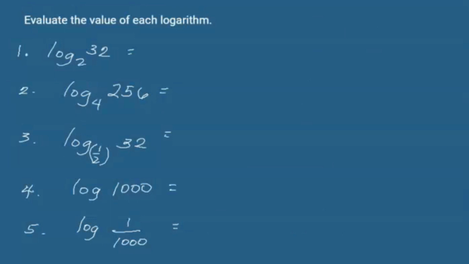Now let's try to evaluate the value of each logarithm. So once again, you can pause this video and then answer it on your own. So for number 1, logarithm of 32 to the base 2. So think of it as what would be the exponent of 2 to give you 32. And we know that 2 to the 5th power is 32. So the logarithm of 32 to the base 2 is 5.